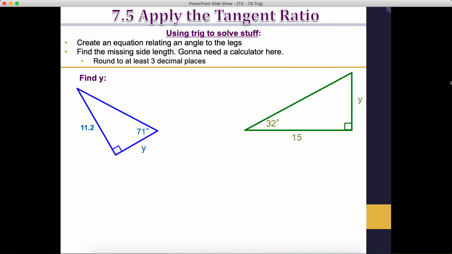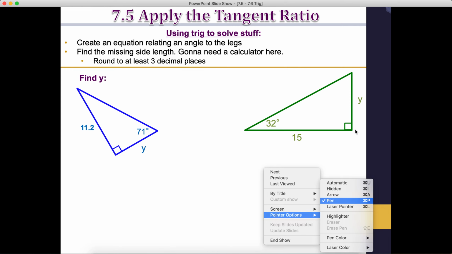Let's just do a couple more. I'm going to say at this point, if you want to pause the video and try these, that's a good idea. Again, make sure you have a calculator. Make sure you can find the tangent button. Make sure that it's in degrees instead of radians. And pause if you have to, but I'm going to go on right now.